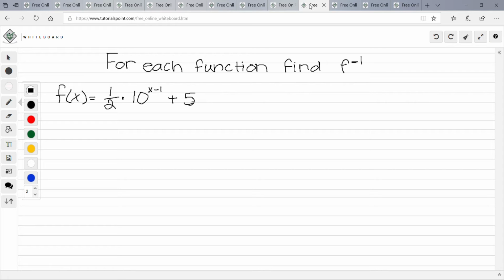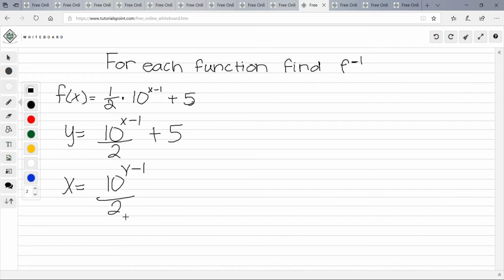So we are given this. To find the inverse, the first step is to set f of x equals y. So I'm going to say y equals 10 to the x minus 1, and then this is 1/2. I'll just rewrite it as 10 over 2 because it's the same thing. And then plus 5. Okay, so that's the first rule. Now, the second rule is to switch the x and y. So wherever you see a y, it's going to be an x now, and wherever you see an x, it's going to be a y. So it's going to be x equals 10 to the y minus 1 over 2 plus 5.